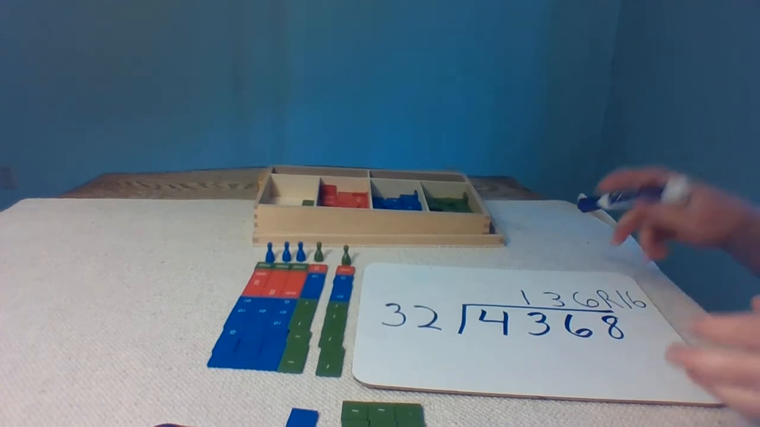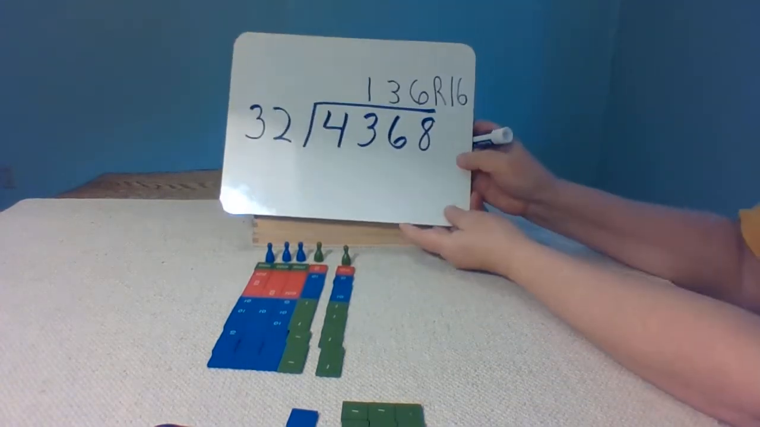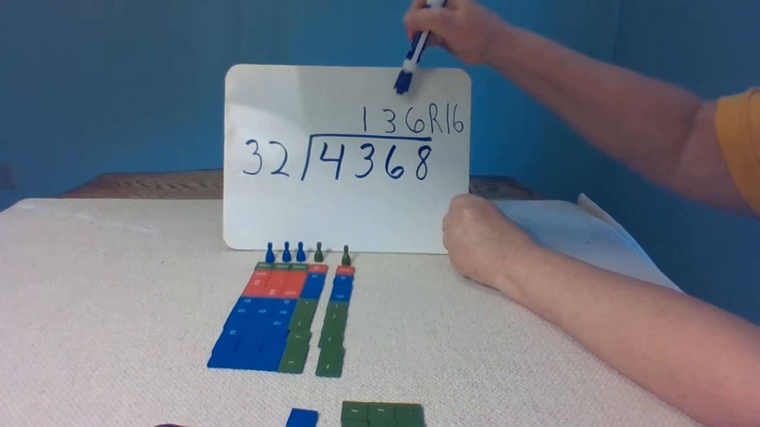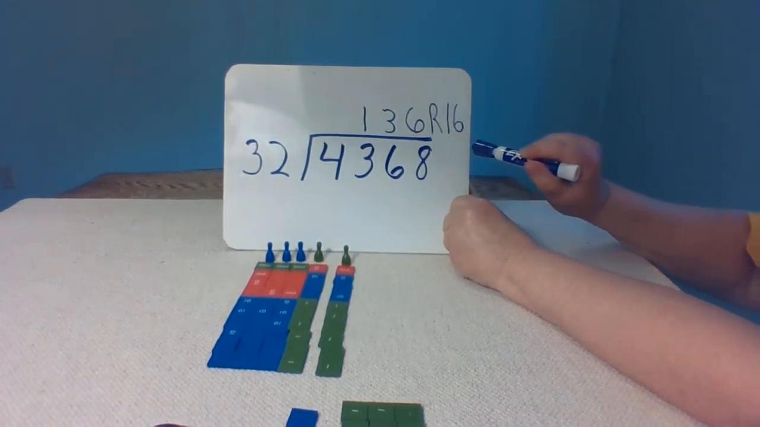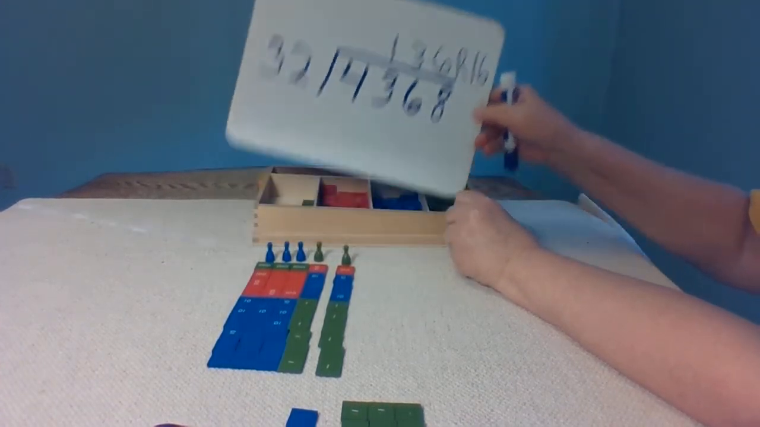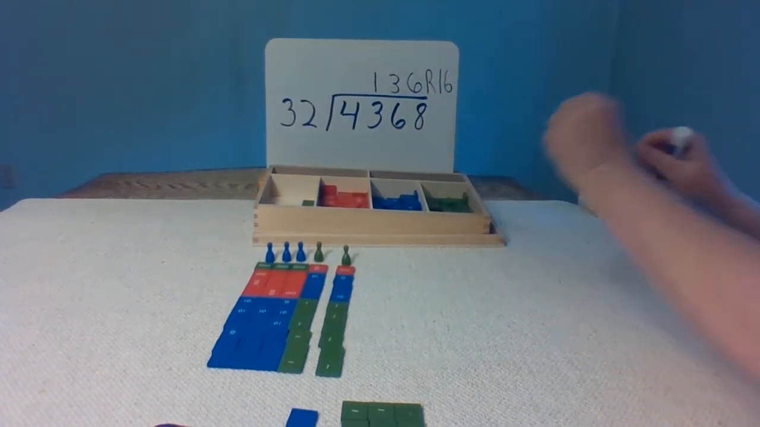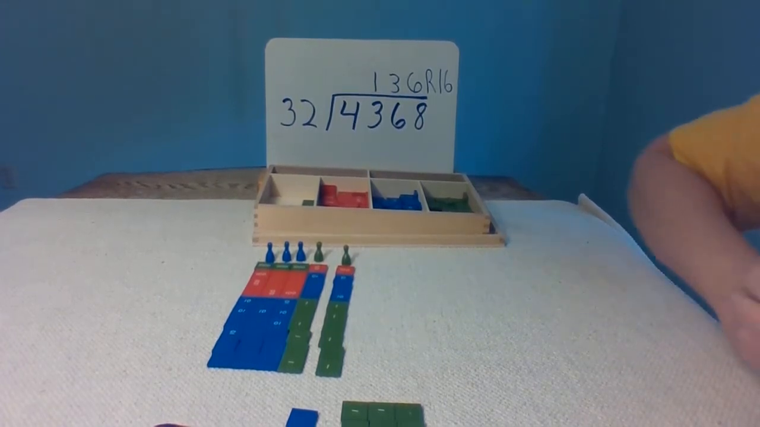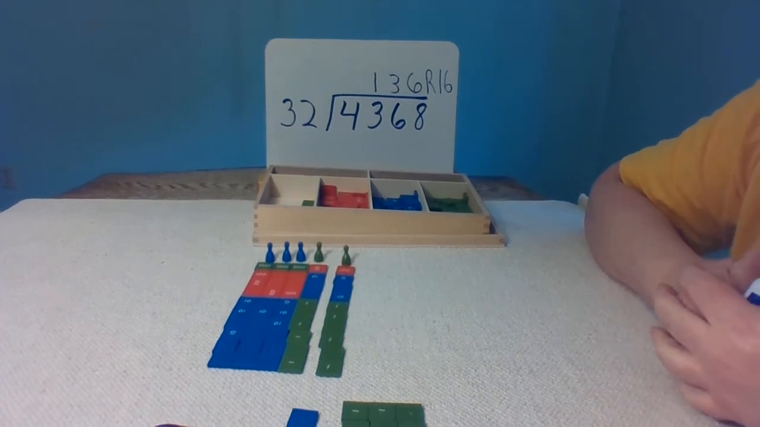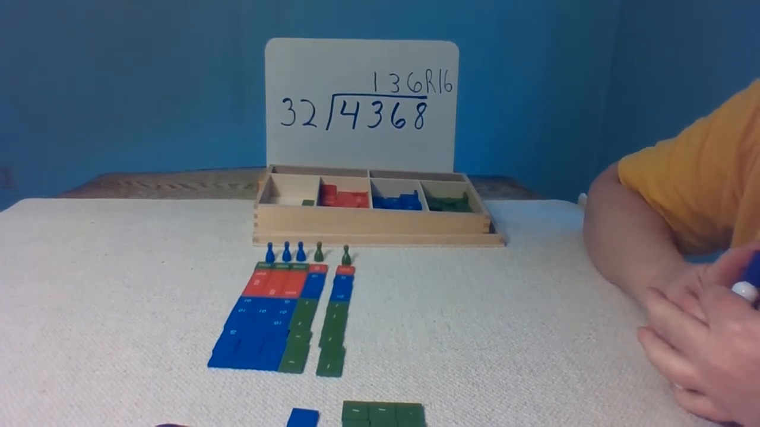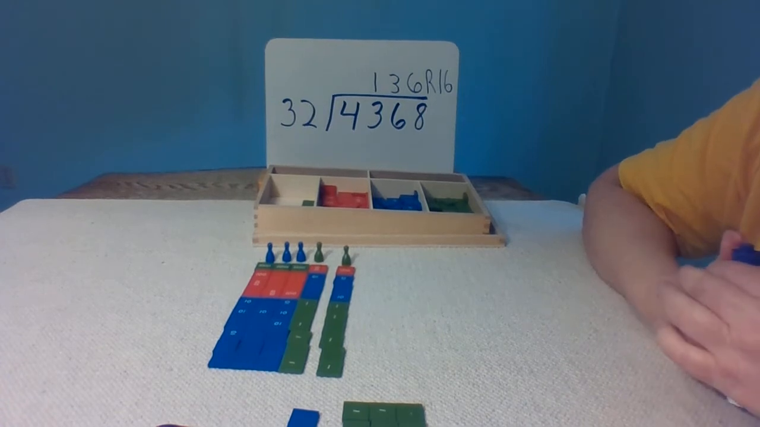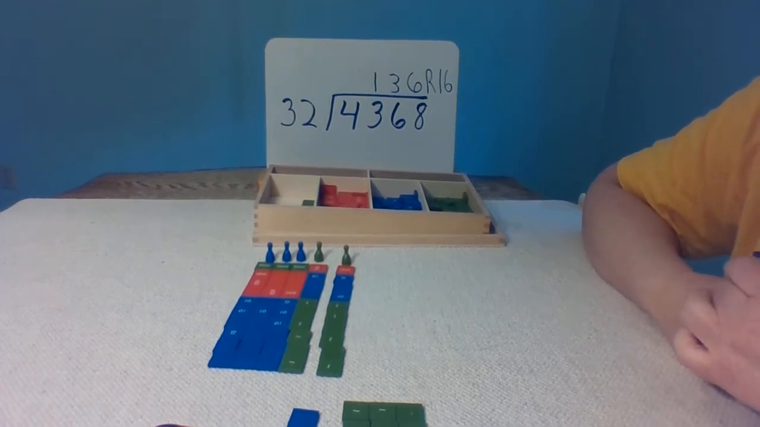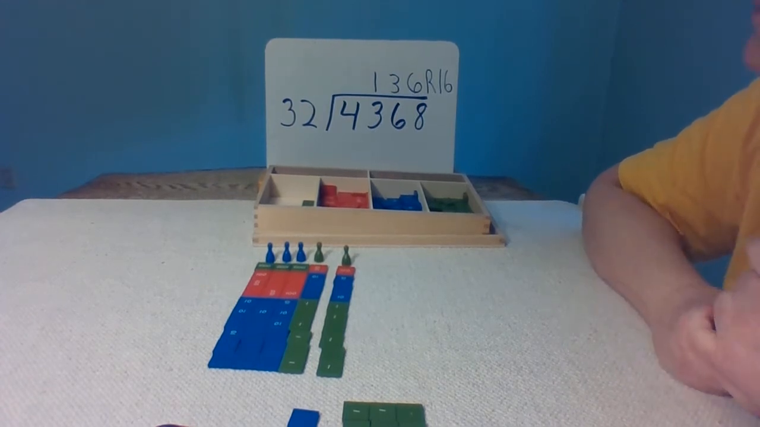So our quotient is 136 with a remainder of 16. That is how we do stamp game two-digit division with a two-digit divisor. This is in place of using test tubes if you're finding it's too hard to make test tubes at home. It is quite a chore to make test tubes at home, but everybody's getting stamp game. So I wanted to show you this.